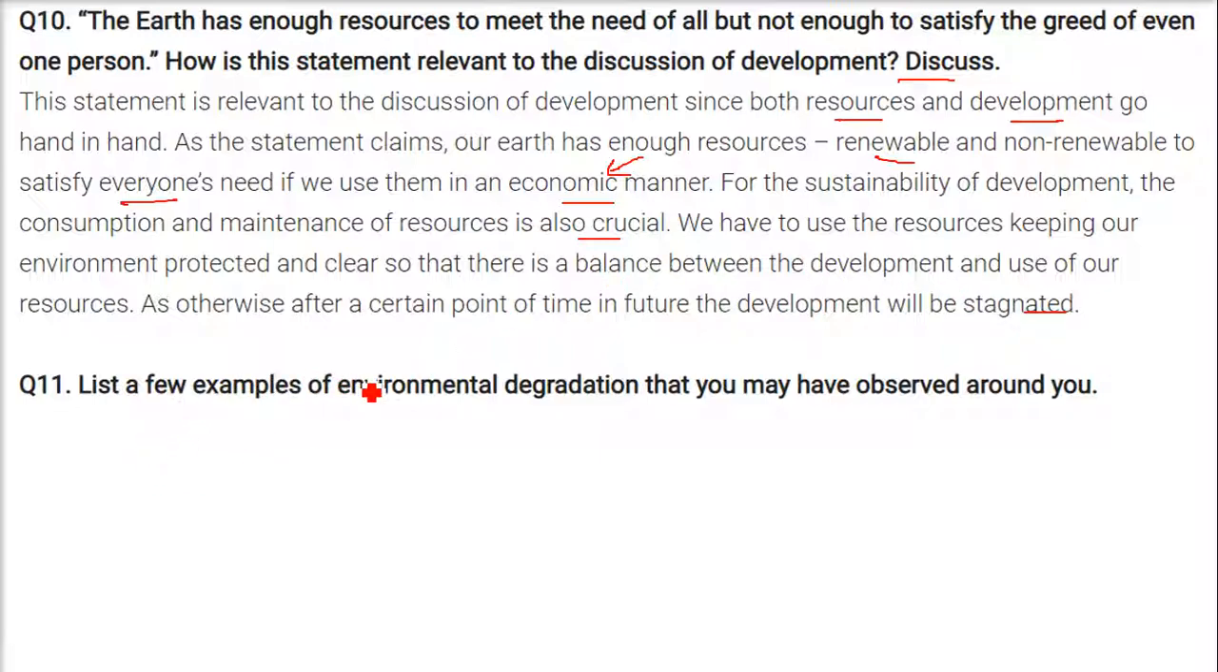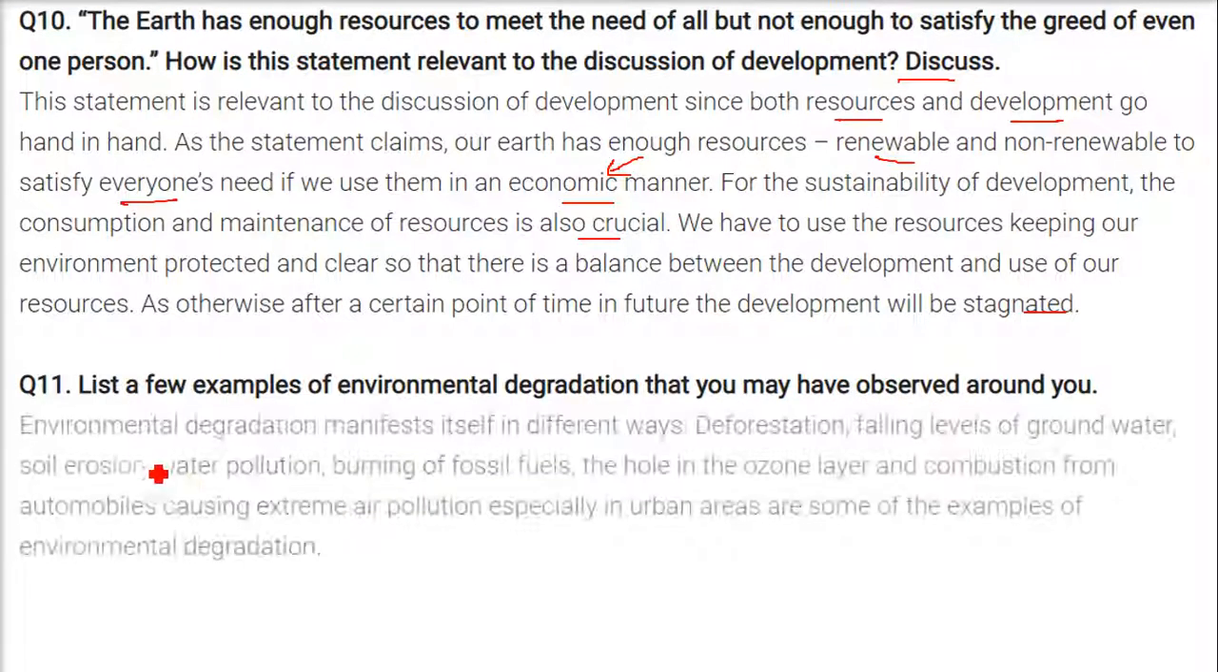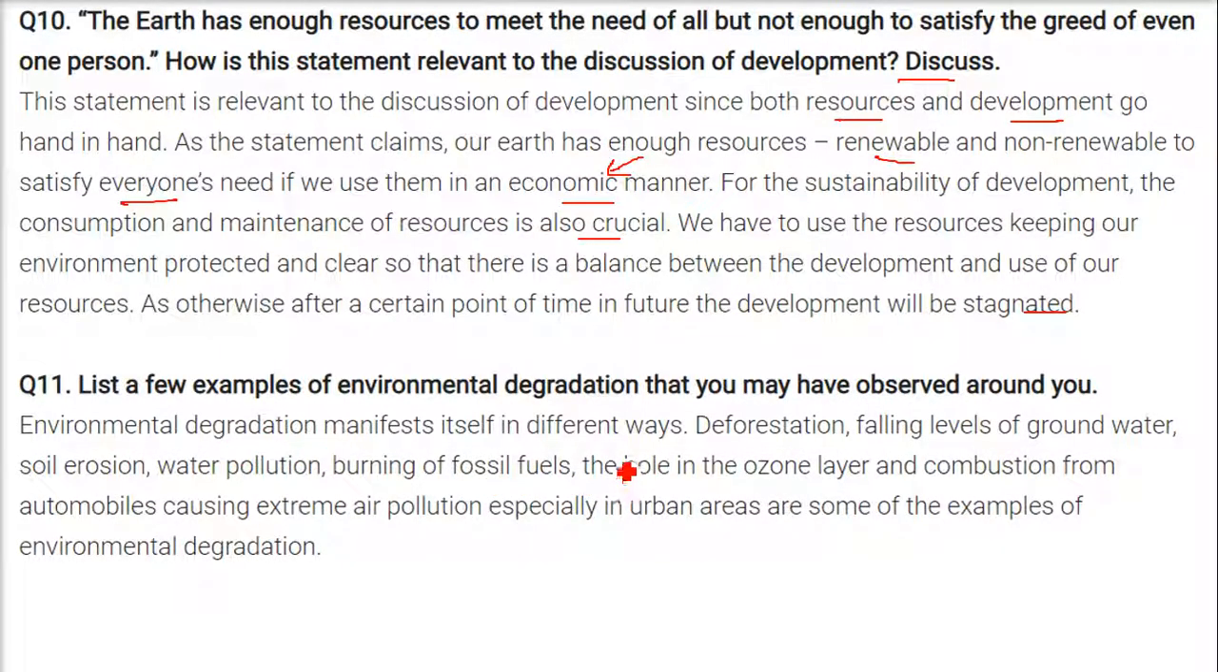List a few examples of environmental degradation that you may have observed around you. Environmental degradation manifests itself in different ways: deforestation, falling level of groundwater, soil erosion, water pollution, the burning of fossil fuels, the hole in the ozone layer, and the combustion from automobiles or the gases coming out from various refineries and industries, causing extreme air pollution, especially in urban areas. These are some examples of environmental degradation.